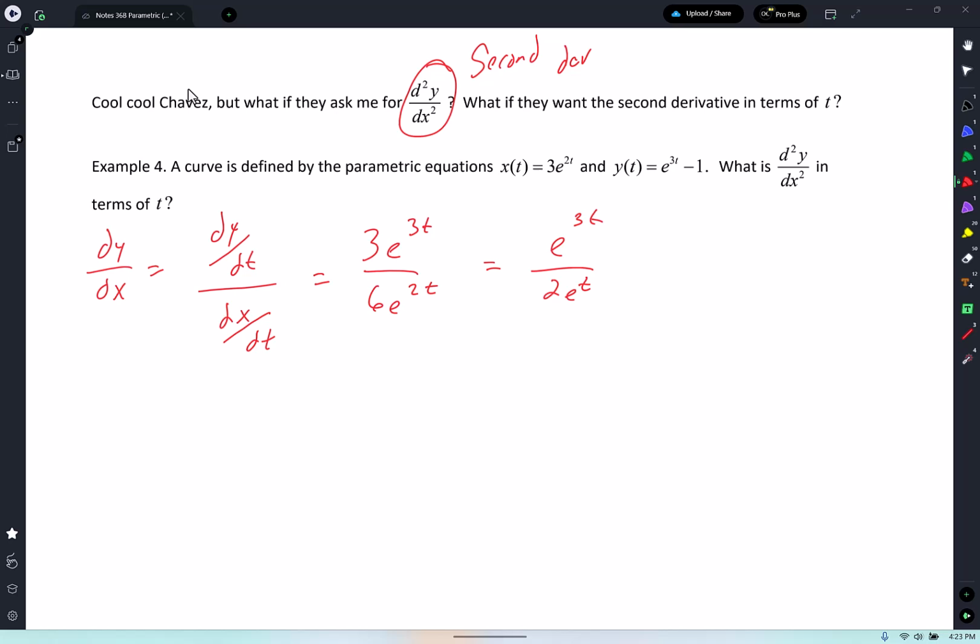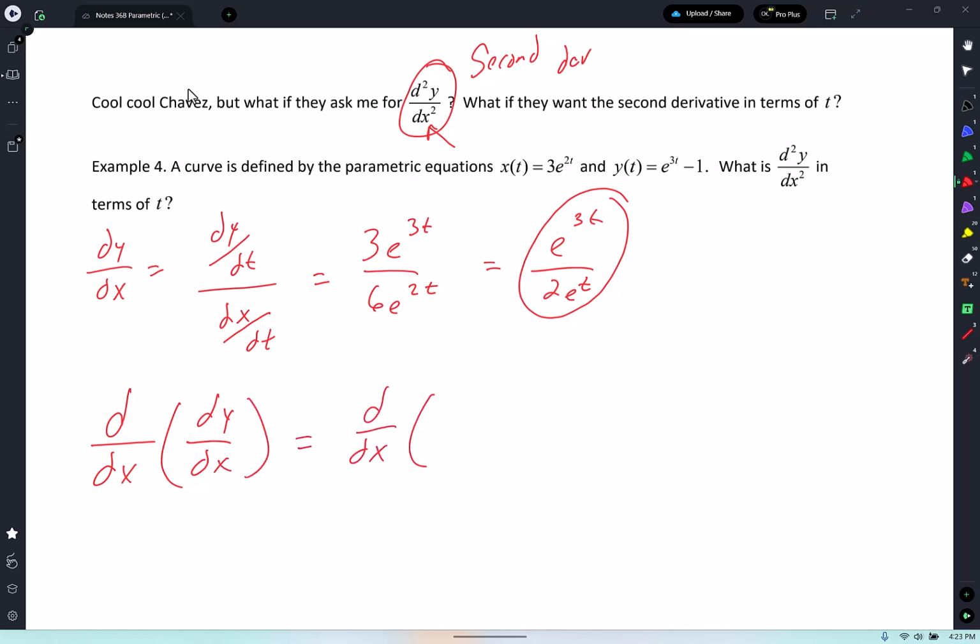All right, so here it is, guys. You see this right here? I'm going to take the derivative of that. Okay, look what this says. I have to take it with respect to x. But do you see any x's in there? No. So what I'm going to say is this. I'm going to take the derivative again, d dx of dy dx. So I'm going to go d dx of e to the 3t over 2e to the t.